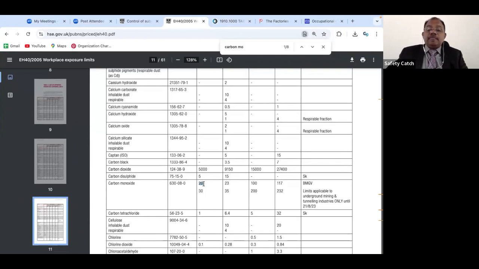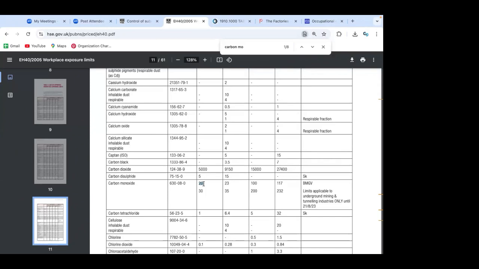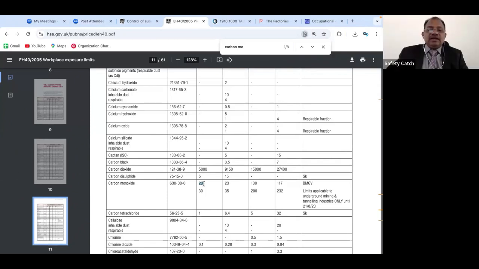Yes, Zahid? This CAS number is given by whom? HSE UK or? No, it is an international registration for chemicals. Okay. Yeah, it's an international body.